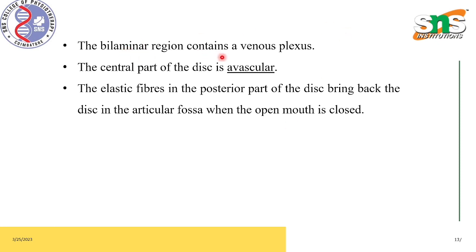The bilaminar region contains a venous plexus and the central part of the disc is avascular. The elastic fibers in the posterior part of the disc bring back the disc into the articular fossa when the open mouth is closed.